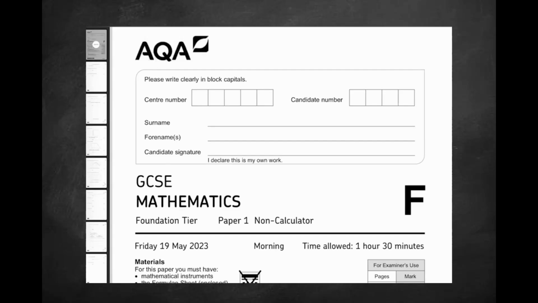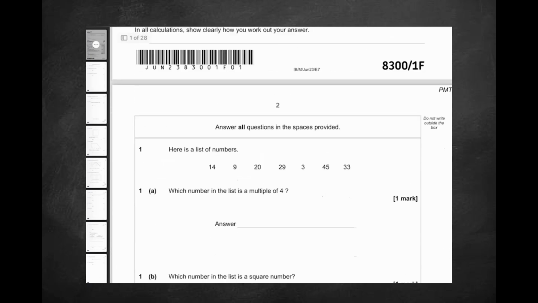Hello and welcome to my walkthrough of the AQA GCSE Mathematics Foundation Tier Paper 1 non-calculator paper for May 2023. Let's get straight into it.